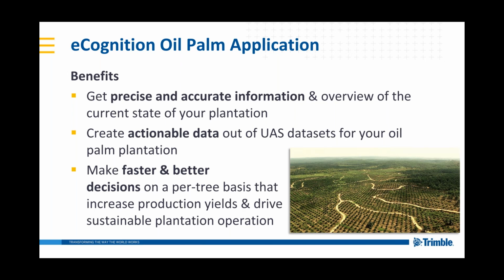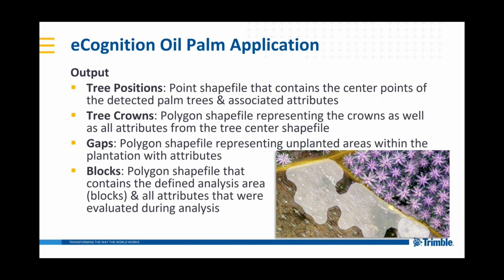What type of outputs are available from the eCognition Oil Palm application? Well, of course, we do the tree counting, so we find tree positions. This is then, for example, available as a point shapefile that contains the tree center points and then all the various attributes that are associated with that tree based on the input data that the user has plugged in.